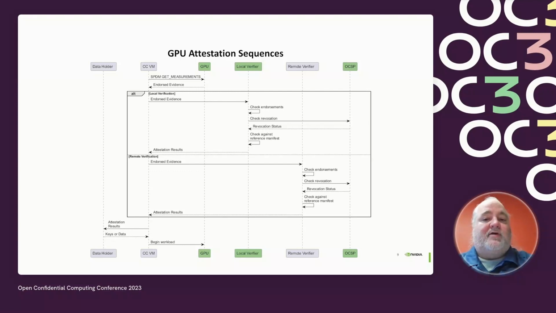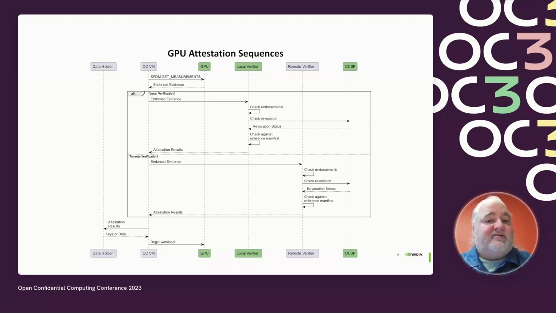So now that we've gone through the high level of all the participants in it, let's talk a little bit about the details of the attestation sequence. Not every exact step is listed in this sequence. This is still a little bit of a high level diagram, but it gives you a little more detail about what happens under the hood. So in the confidential compute VM, through libraries that we provide, an SPDM get measurements call happens to the GPU. So the GPU will then return the endorsed evidence. And as I discussed in the previous slides, that happens through the secure enclave that's inside the GPU.